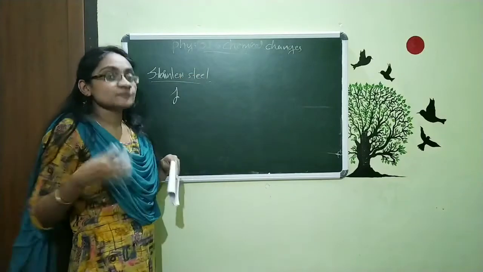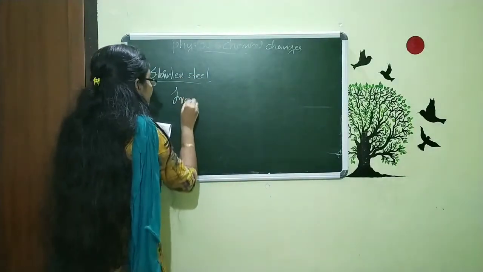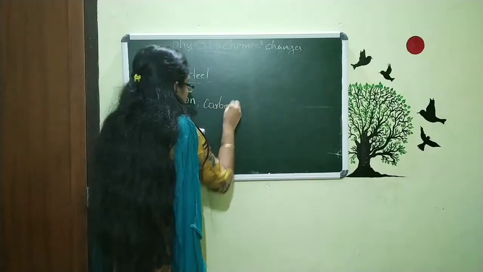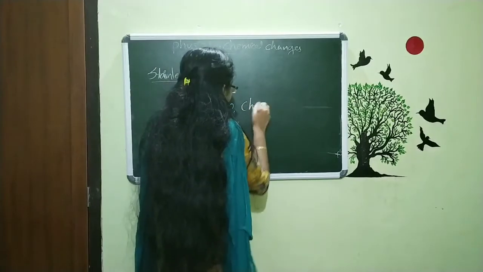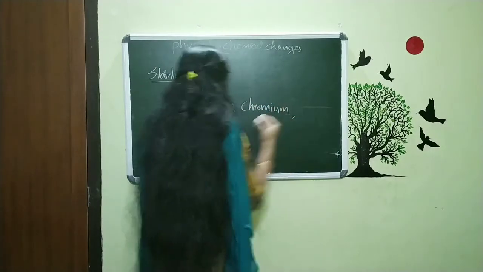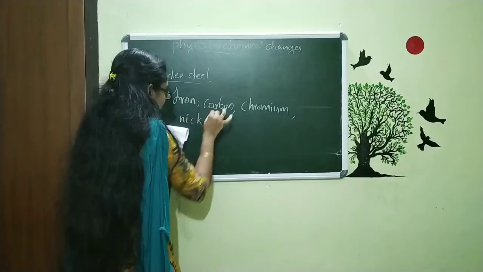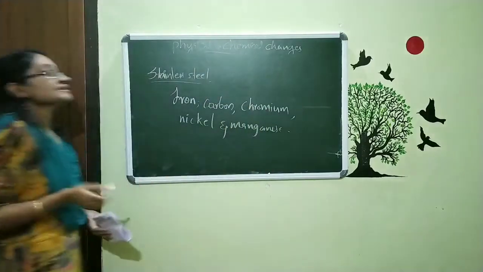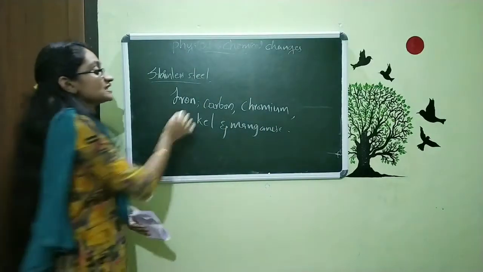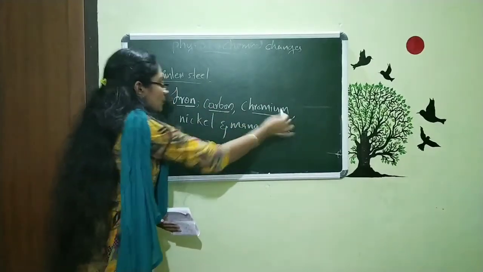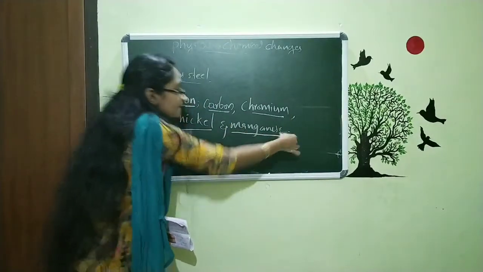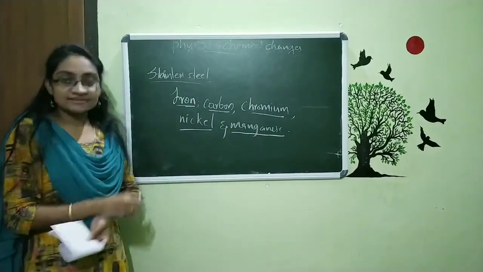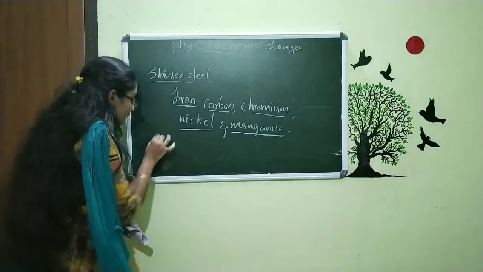And how are we making this stainless steel? Stainless steel is produced by mixing iron, carbon, chromium, nickel, and manganese. So this stainless steel is made by mixing iron, carbon, chromium, nickel, and manganese. These are the components to make stainless steel. And one thing is that no rusting occurs.